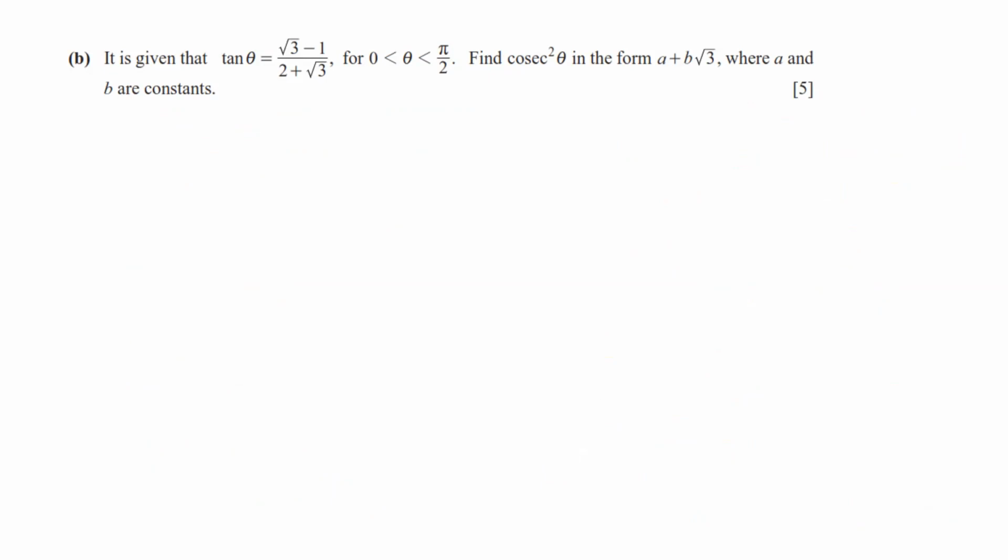Part B says it is given that tangent of theta is equal to under root 3 minus 1 over 2 plus under root 3, for 0 less than or equal to theta less than or equal to 90 degrees. Find cosecant square theta in the form a plus b under root 3. So remember, you are given the trigonometric formulas. We know that cosecant square theta is equal to 1 plus cot square theta, where cot of theta is equal to 1 by tangent of theta.